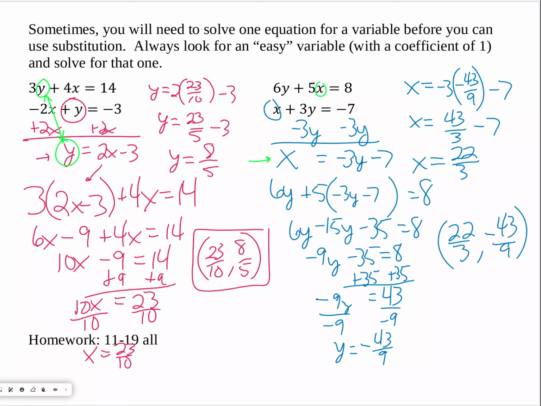Remember, it goes x, comma, y. The x coordinate was 22 thirds, so we wrote that first. That's our ordered pair. That's how you do substitution. Doesn't matter what the numbers are that you wind up coming up with. If they're fractions, fine. If they're not fractions, awesome. It's easier.